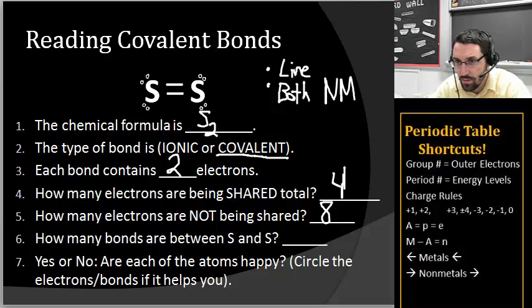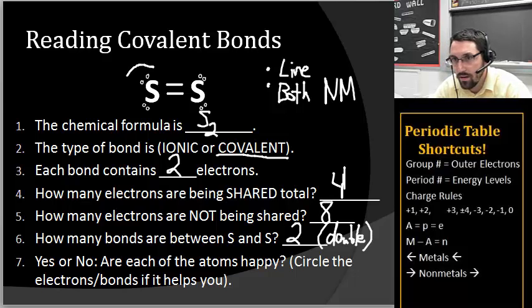How many bonds are there between the two? We have 2 bonds, also called a double bond. If there were 3 bonds, you would call that a triple bond. Looking at the first sulfur, 2, 4, 6, 8 electrons.